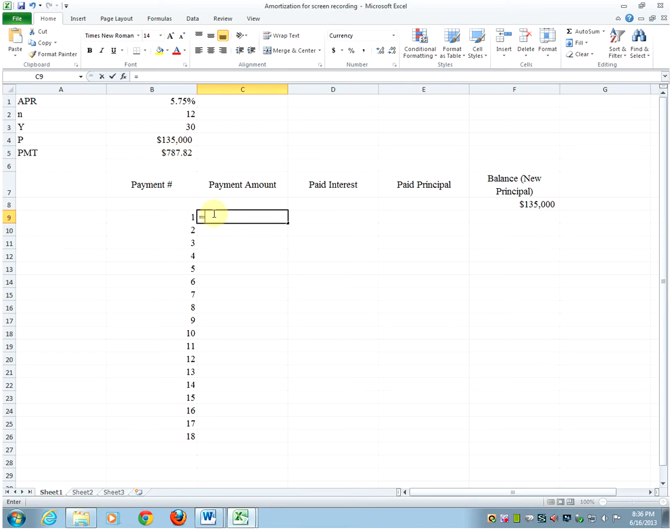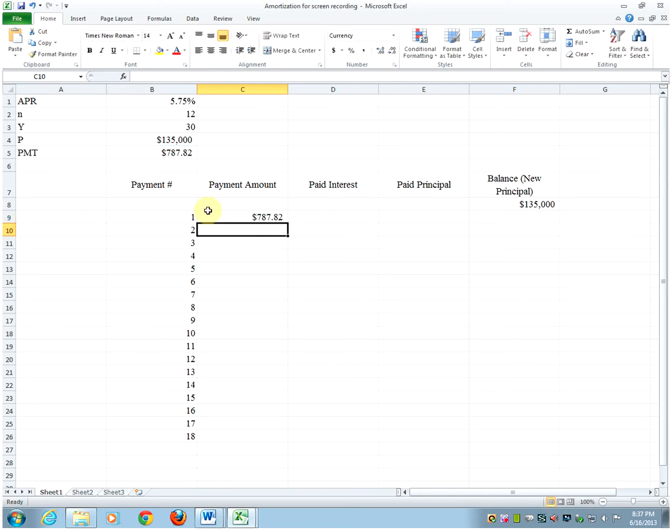So I want to hit equals and then that cell reference. But I want to put a $ sign in front of the B and in front of the 5 before I press enter. What that does is when I highlight and drag it all the way down, it's going to stay at cell B5. It's not going to move to the next cell. So we'll always reference cell B5 in that column.